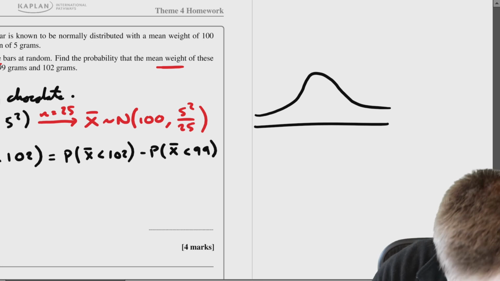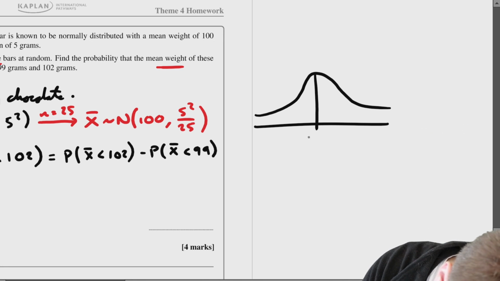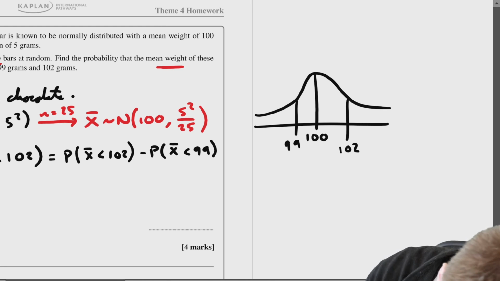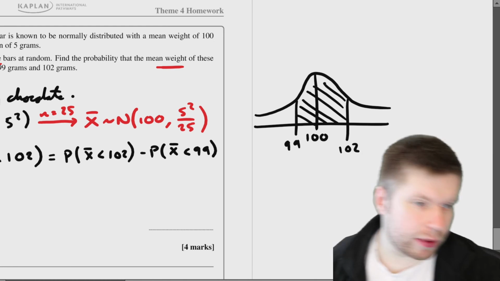I know it's going to be a normal curve because it's normally distributed. The mean is in the middle, okay? That's my 100. And then I'm looking for a value between 99 and 102. So I'm looking for that value in there.